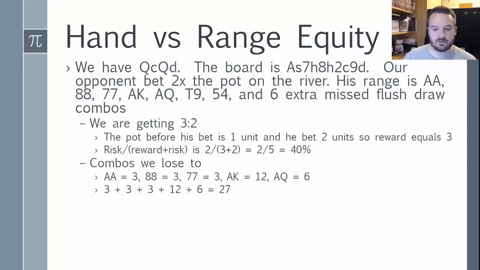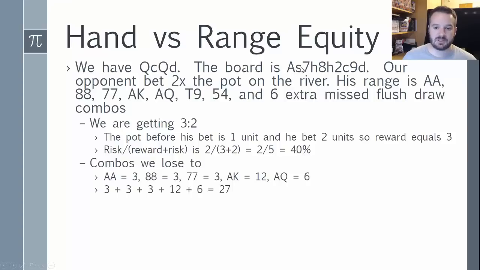We lose to all of his aces, his 8s, his 7s, his ace king, and his ace queen. With pocket pairs, before there's any card removal effects, there's going to be 6. We can see here on the flop there's an ace on the board, so when he has a set possible combo, it always goes down to 3. 8s, 3. 7s, 3. Ace king, there's an ace on the board, so there is 1 removal.